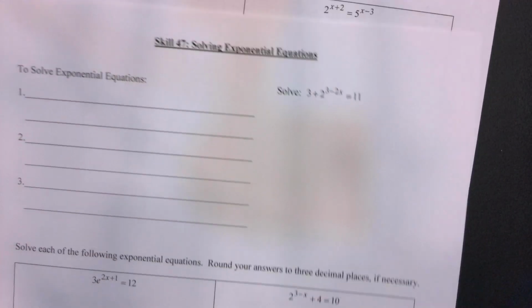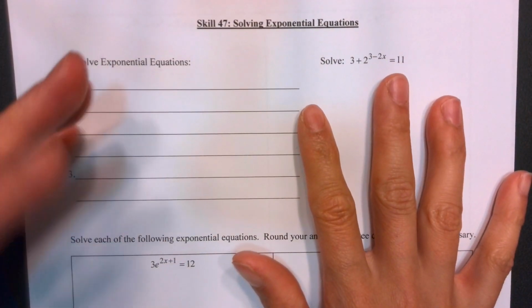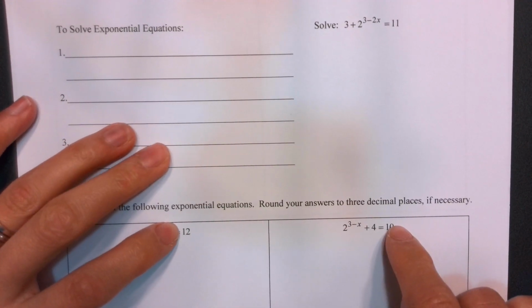Now let's go ahead and do the Skill 47 lesson. I'm really excited because I got a new printer. Yay. So I printed this out. Doesn't it look nice? I mean, duh.